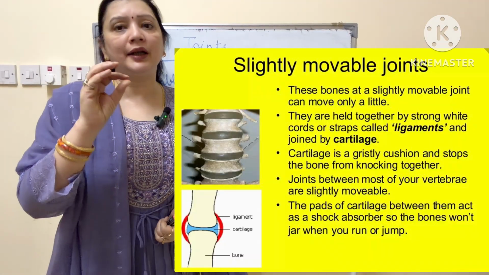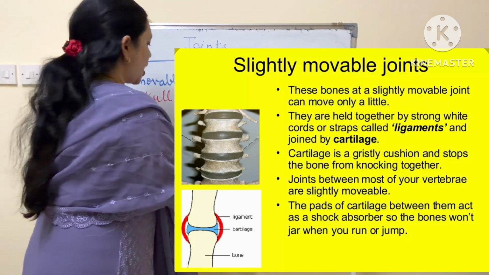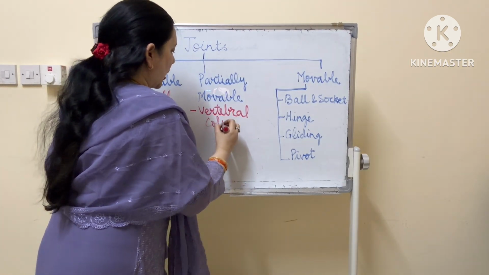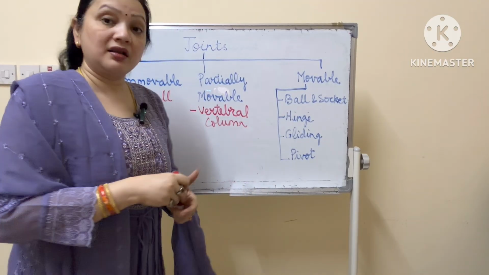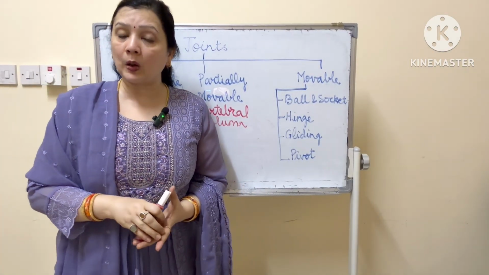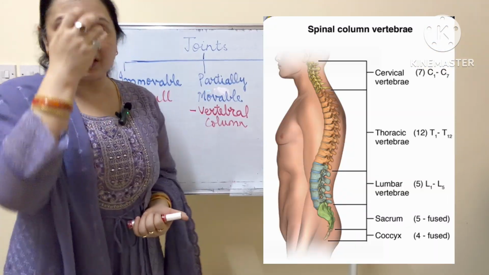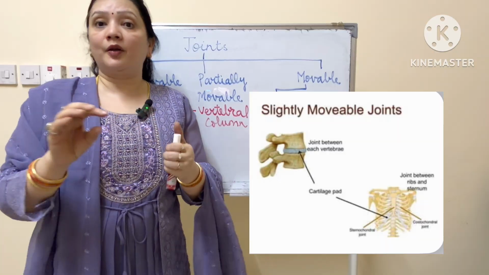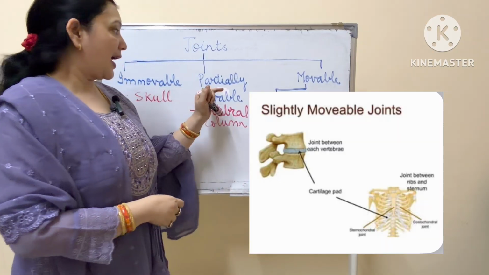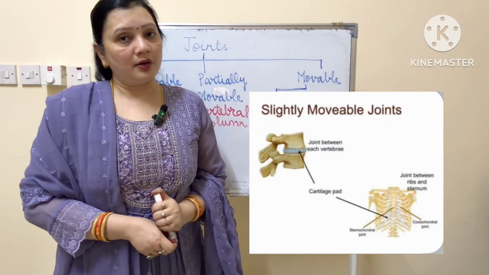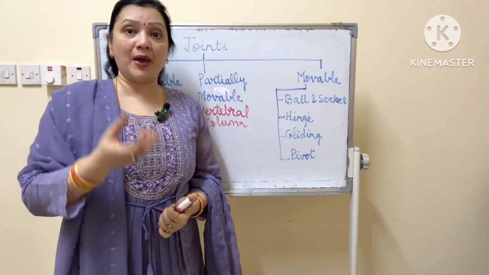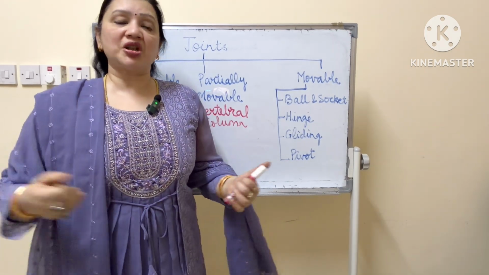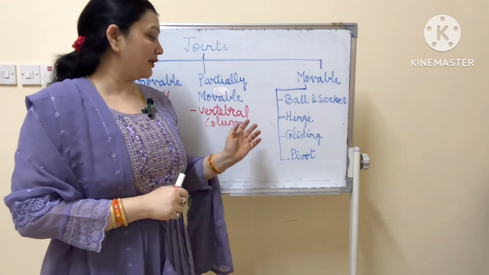In a partially movable joint, a little bit of movement is allowed. It is found in the vertebral column or backbone or spine. It has three names. This vertebral column protects our spinal cord. It is made up of 33 small bones called vertebrae. Between two bones, a layer of cartilage is present, which makes the backbone partially movable. We can relax, we can bend, we can stretch a little because of the partially movable joints in the backbone.